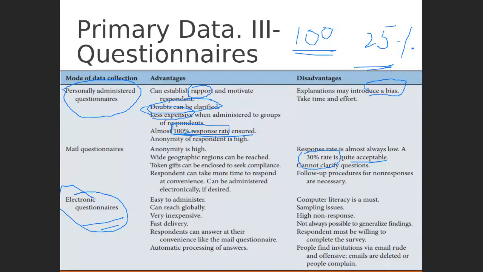Okay, it is time consuming as well, because usually the sample size is pretty large when you are using questionnaires. For instance, if your sample size is 300 and it takes you 20 minutes to fill each questionnaire, then you can do the maths of how much time it will take you to collect your data. So it can be time consuming when you are using personally administered questionnaires.